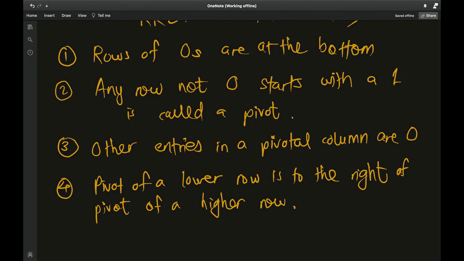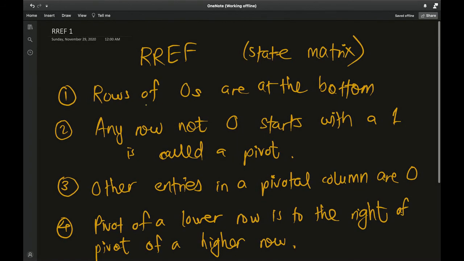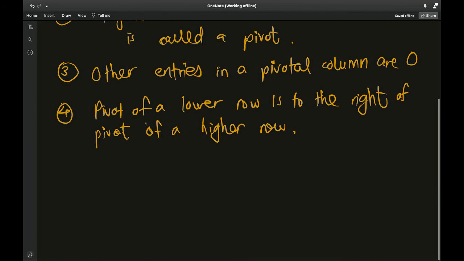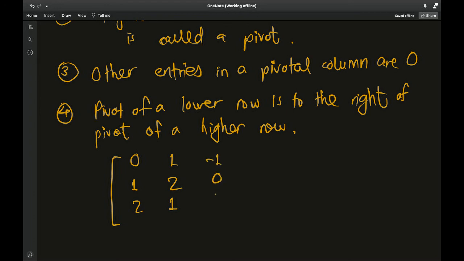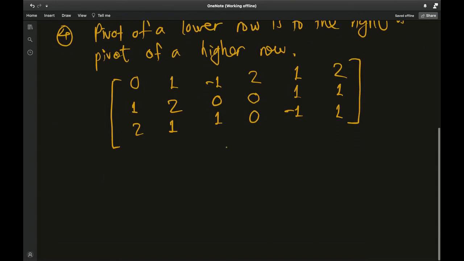Now I'm sure at this point, this feels like a lot of mumbo jumbo. I felt the same too. But nothing explains stuff better than an example. So let's have a matrix here. We have 0, 1, 2, 1, 2, 1, negative 1, 0, 1, 2, 0, 0, 1, 1, and negative 1, 2, 1, 1. I made it a little longer for more practice.